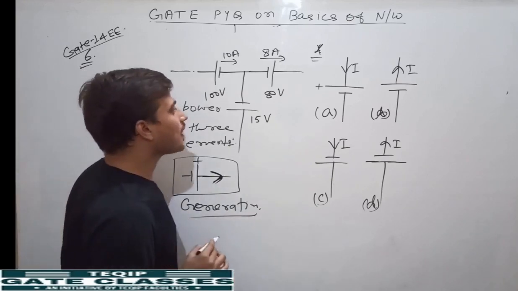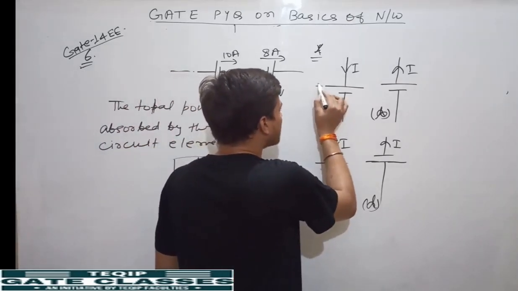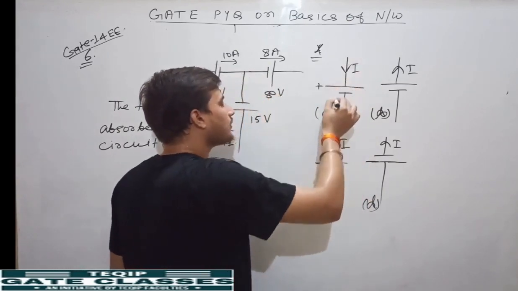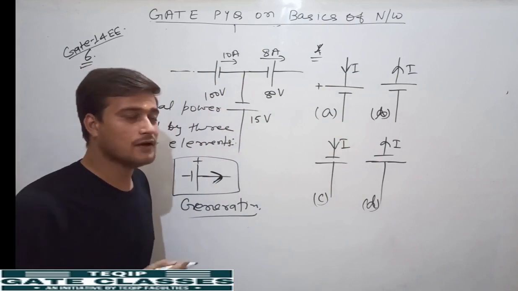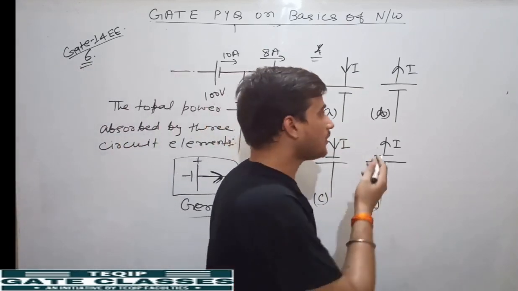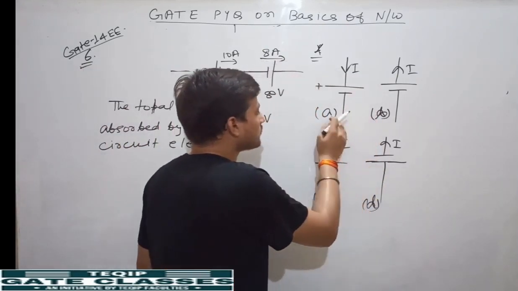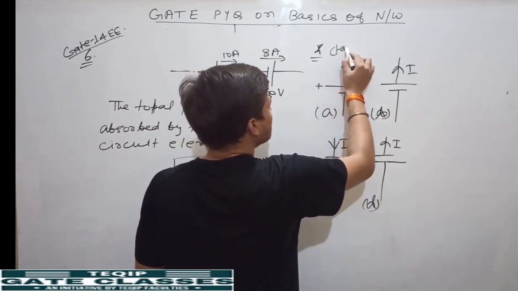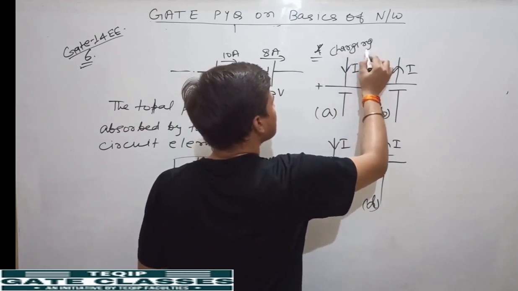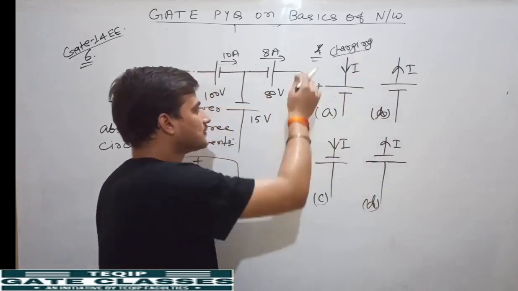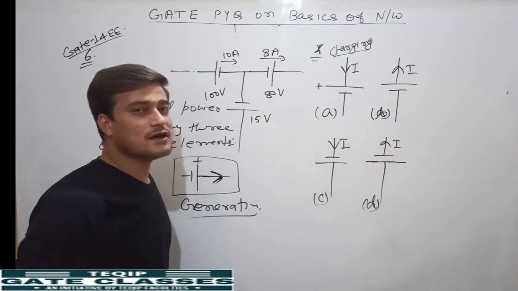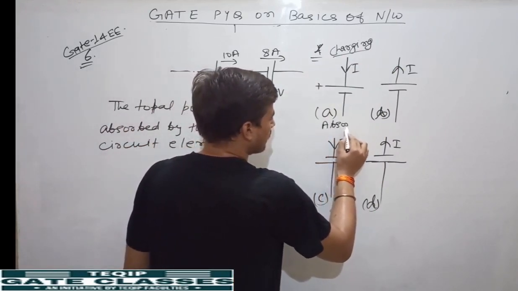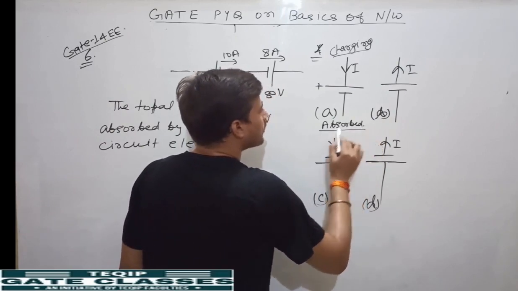So here what do you see? At the positive terminal, the current is in the downward direction. That means current is entering the positive terminal of the battery. This is only possible when the battery is being charged, when the battery is in charging mode. Charging means some power is being absorbed by the battery. So the first one is absorbed. Come to the second one.